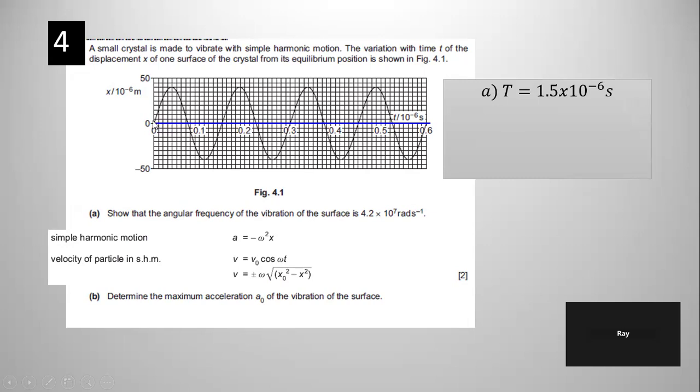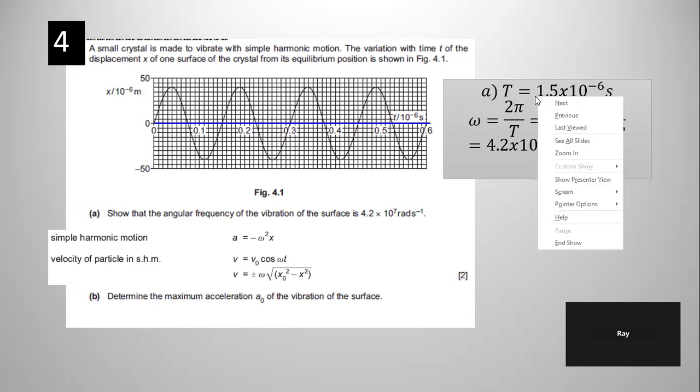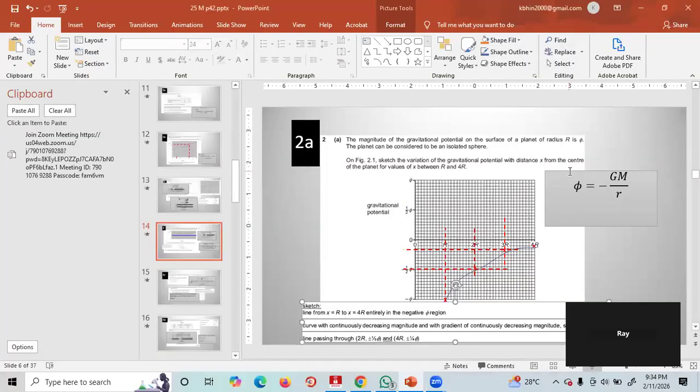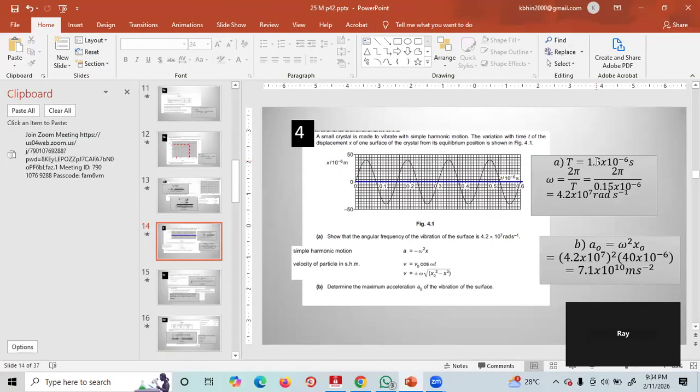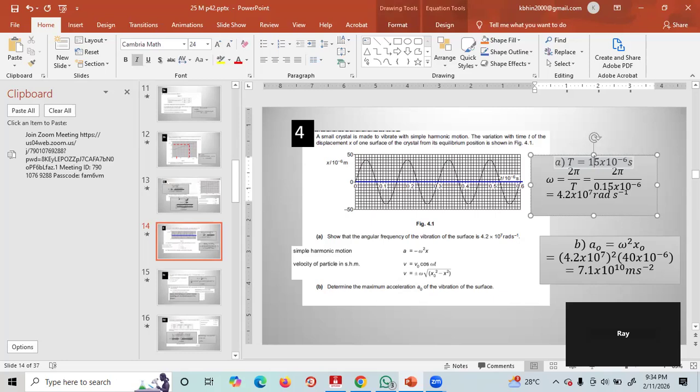There's your period, and from the period you can find your angular velocity: 2 pi over the period. Why are these two values different? Have I done something wrong? It should be 0.15. Thank you. Very careless of me.